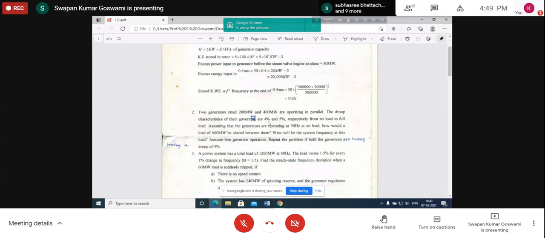Now, can you understand what this 4% is? What is the meaning of this 4% group and what is the meaning of this 5% group? Can anybody answer what is the meaning of the 4% group for the first generator? For the second generator, it is 5%. Now, what does it mean by the term group? What information are you getting from what is given in the problem?